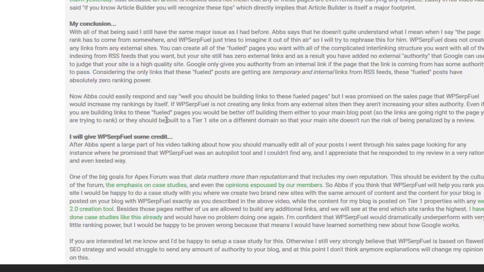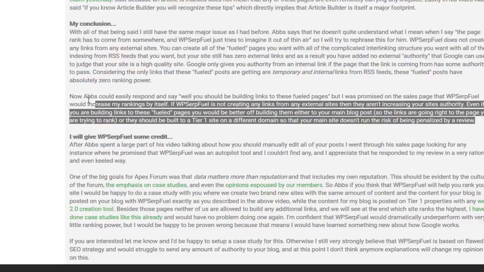Okay, where are we? I forgot where I was. Okay, now Abs could easily respond. If wpserpfuel is not creating any links from external sites, then they aren't increasing your site's authority. Even if you are building links to these fueled pages, you would be better off building them either to your main blog post, so the links are going right to the page you are trying to rank, or they should be built to a tier 1 site on a different domain so that your main site doesn't run the risk of being penalized by a review.